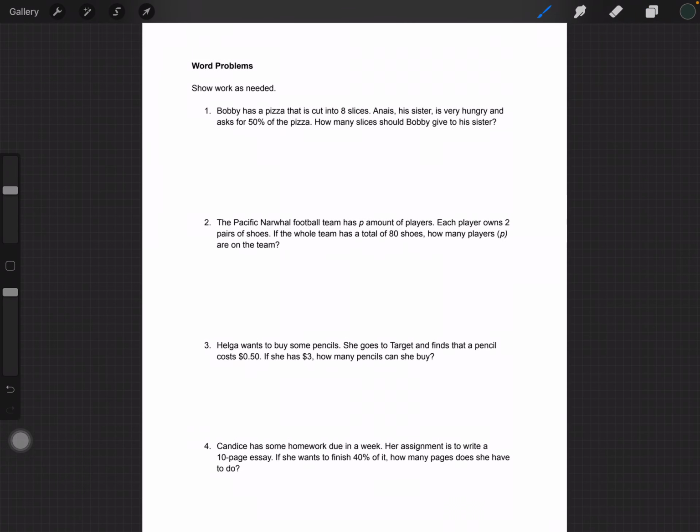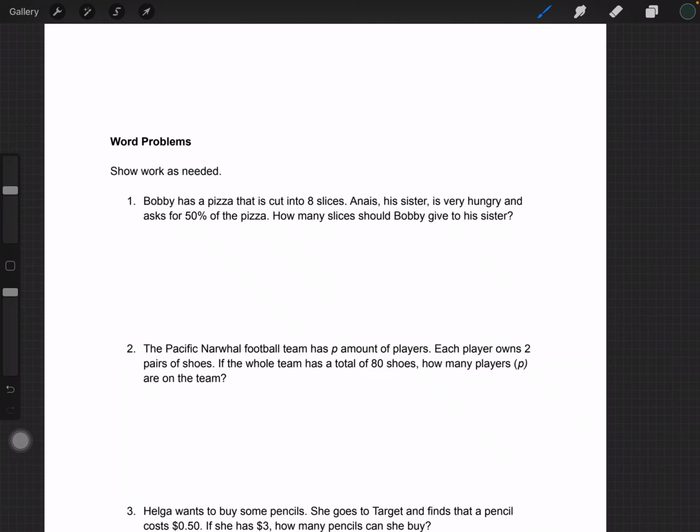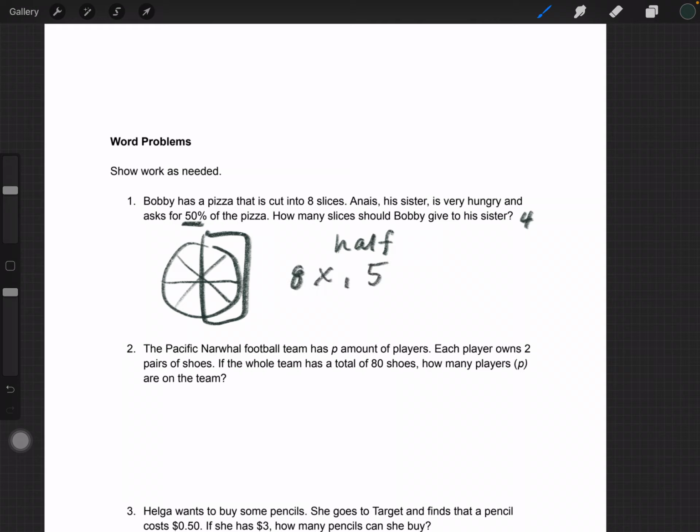Okay, so page 3 is word problems. Number 1 says Bobby has a pizza that is cut into 8 slices. You can draw that out, like that. We're looking for 50% of the pizza. Now, usually 50% is just half. And so you just take this much and you can count 4. If you want to do it mathematically, you can do 8 times 0.5, and that'll give you 40, but then you have 1 decimal point here, and you add it there, which would also be 4.